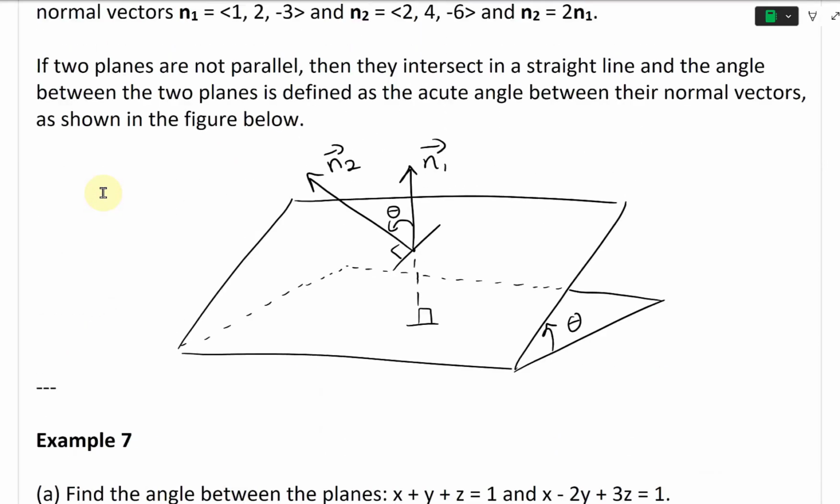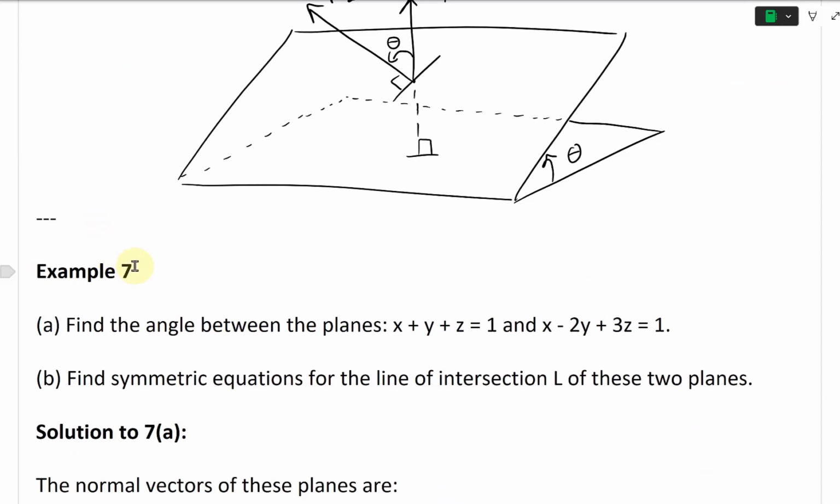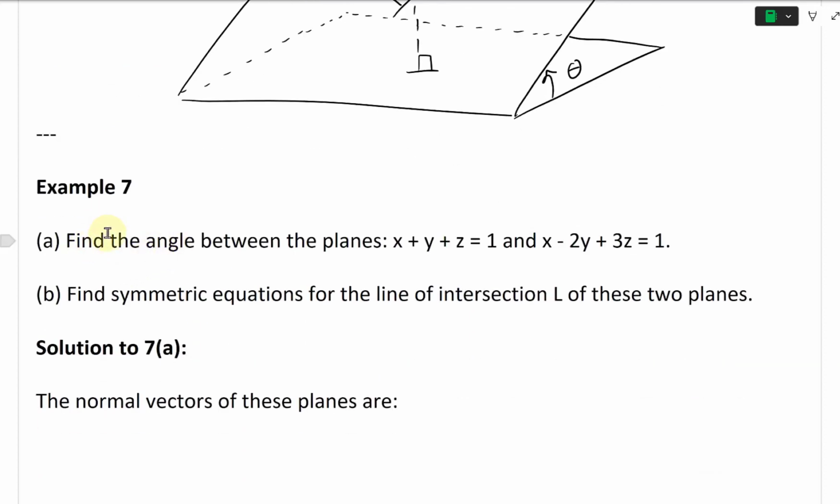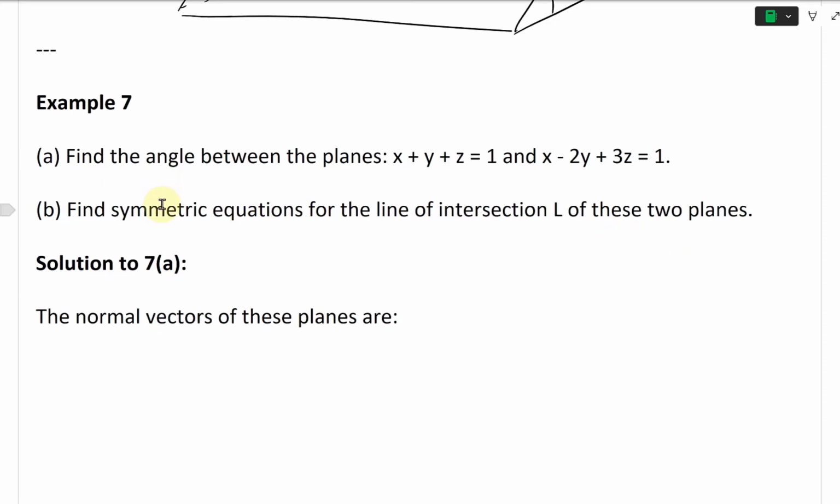Alright, so now let's continue further and take a look at an example on this. Example 7, part A states, find the angle between the planes x plus y plus z equals 1 and x minus 2y plus 3z equals 1. And then part B states, find symmetric equations for the line of intersection L of these two planes. Now we get an interesting little nugget here.